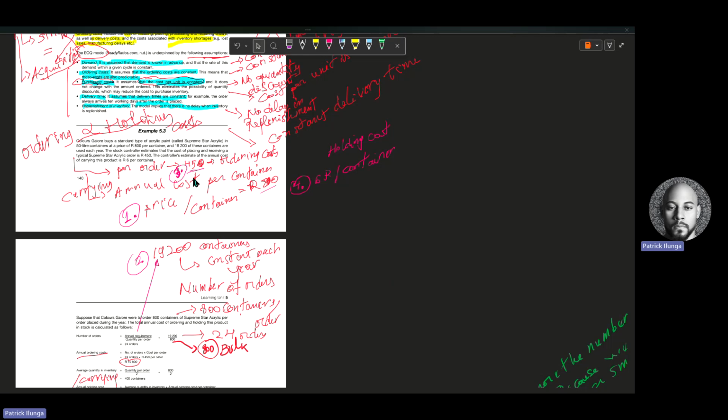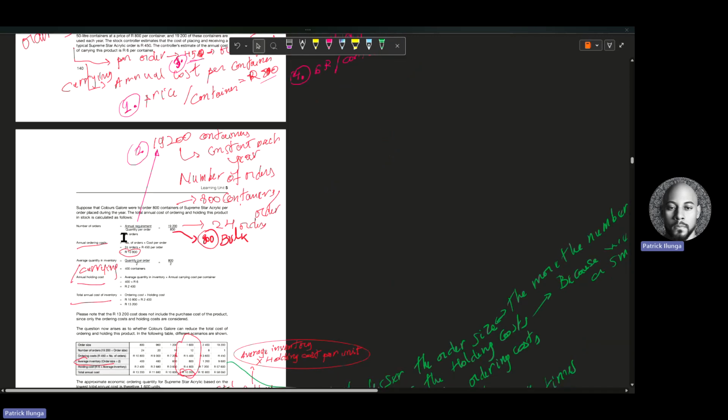Oh, so they gave me the ordering cost. Now they're giving me the carrying cost, and they're saying it's 6 Rand per container. You can see there it's 6 Rand per container. And what is that? The carrying cost is the holding cost. So you have ordering on one side, you have holding on the other side, right? Makes much sense. So they say now that suppose that Hanagalore were to order 800 containers of Supreme acrylic per order. So they decide, okay, each order we are going to do 800.